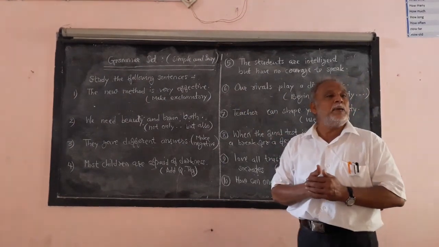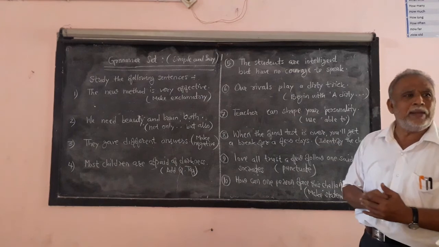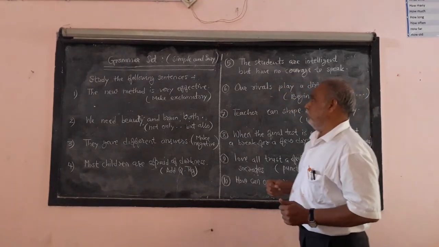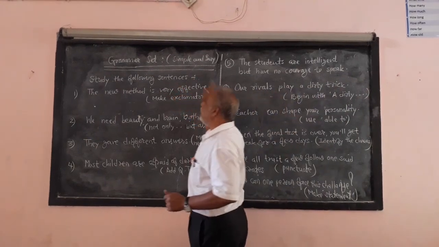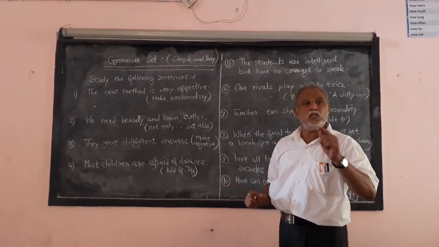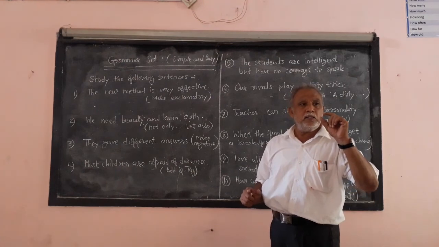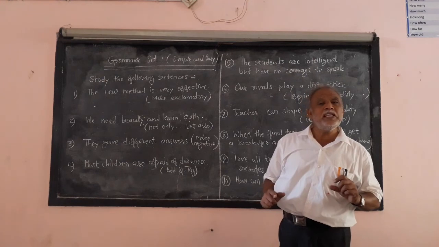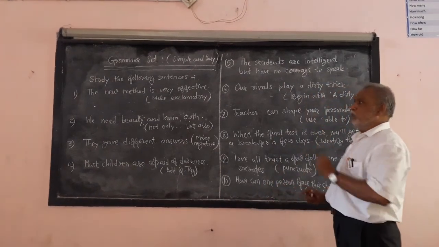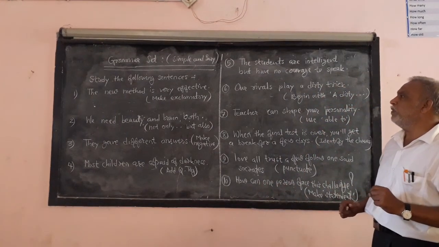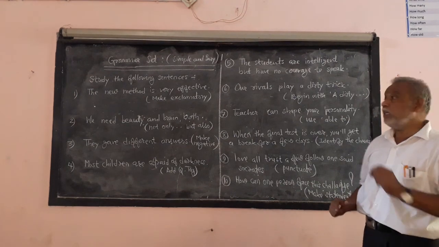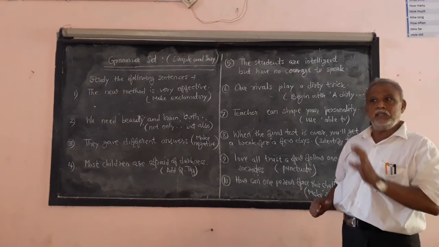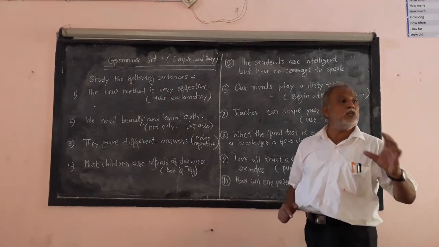We may call it a grammar set. Now look at the blackboard. See, grammar set, simple and easy. Study the following sentences. You also have to notice the instructions given in brackets and solve according to those instructions. Sentence number 1. The new method is very effective. The instruction is make exclamatory. You have to change this sentence into exclamatory.